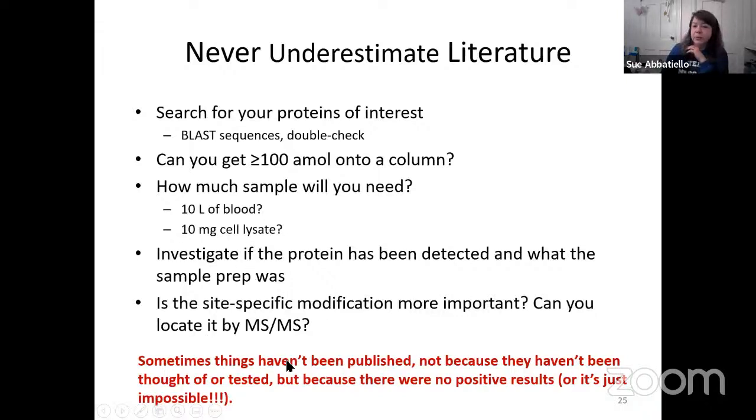And this really gets down to, sometimes things haven't been published. For example, quantifying a certain protein in a certain disease state, not just because they haven't been thought of or tested, but because there were no positive results or it was just impossible. And I've encountered this a few times in my scientific career. And so that's just something to consider. If you're going to do a literature search, you're like, oh my gosh, there's no information, I'll be the first to publish. Maybe you won't, because maybe it's impossible to get the data you need to make a significant impact.